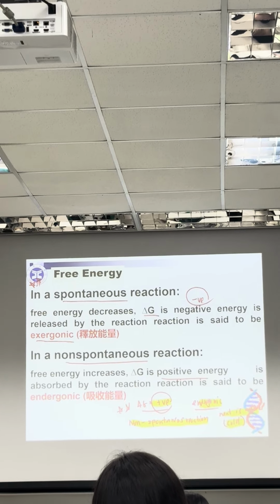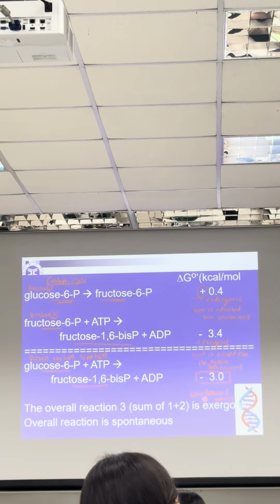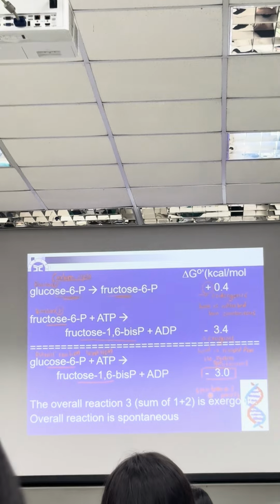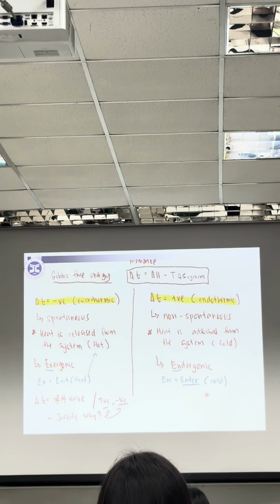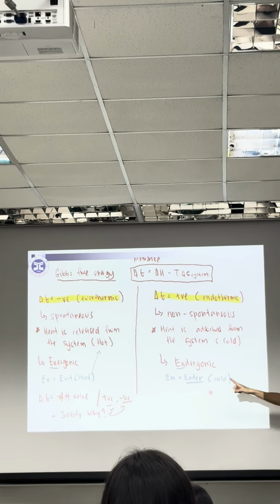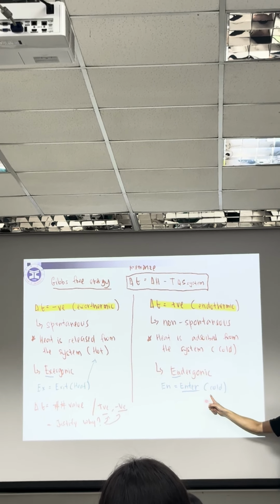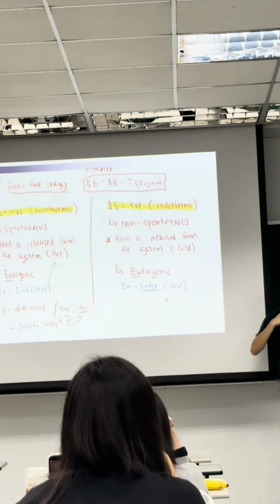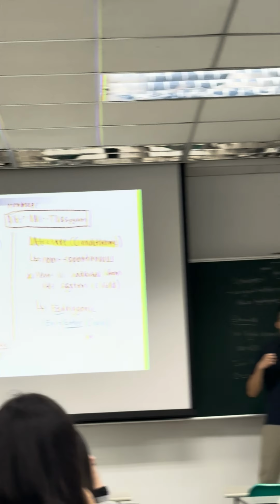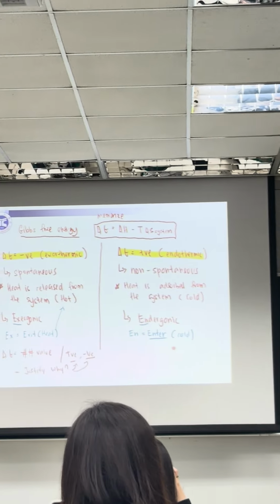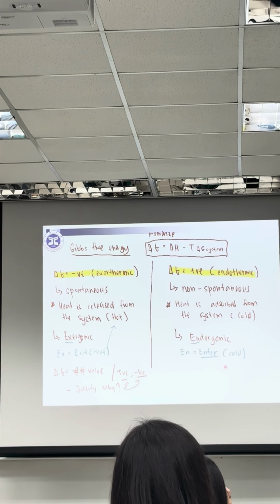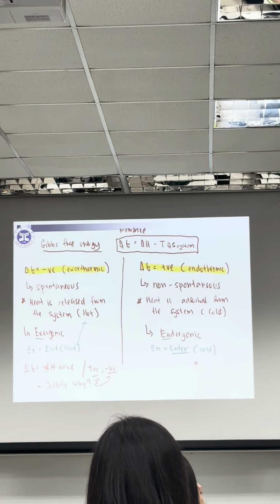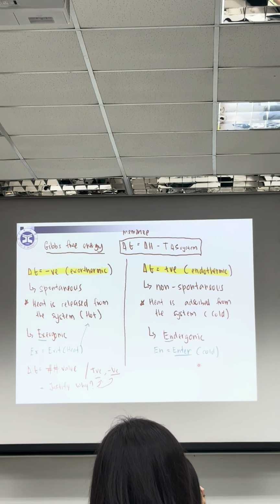Because we have understood what is endergonic and what is exergonic from this slide: exergonic, heat is released; endergonic, heat is absorbed. So if the question asks you to provide an example of exergonic and an example of endergonic, what is the example?